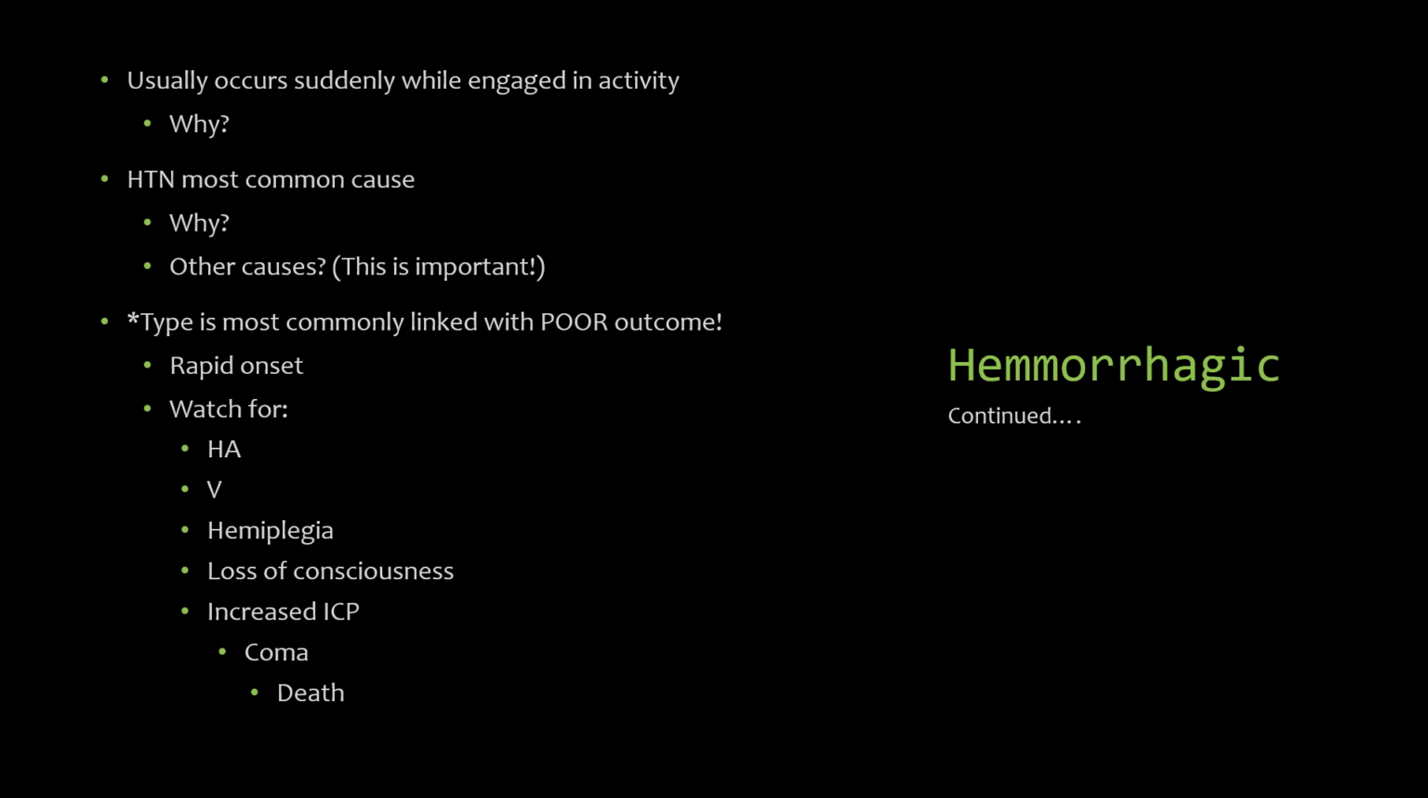So to keep staying on here for a little bit, it does occur suddenly while engaged in activity. So again, you want to think about why. If there's this vessel that has all this pressure and we're having this activity, blood pressure rises, or there's sustained blood pressure, that's going to cause the vessels to stretch and to weaken. And then they could eventually break and bleed. Again, hypertension is the most common cause.